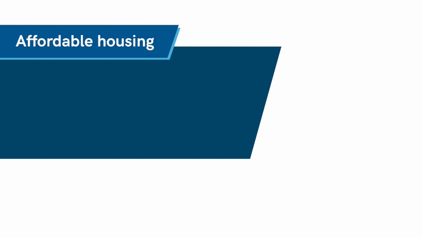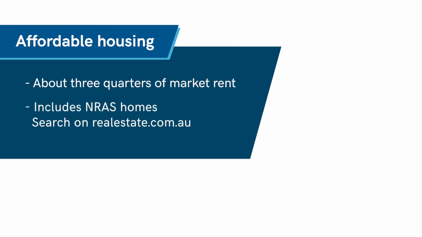Affordable rental homes is another rental option. They have cheaper rents than private rental, but social housing is cheaper than affordable rental homes. The rent for an affordable home is usually around 3/4 of market rent. NRAS, the National Rental Affordability Scheme's homes are affordable rental homes. These are usually owned by landlords who get incentives to rent their homes to eligible people at an affordable rate. Some NRAS homes are built to accessibility standards.